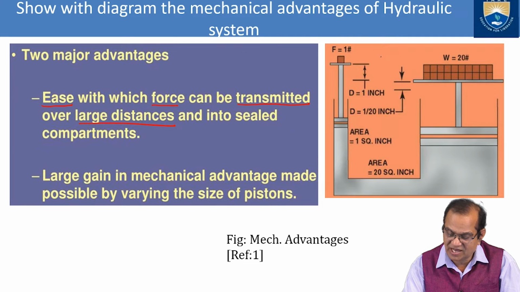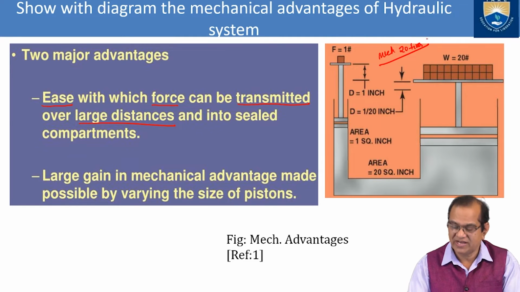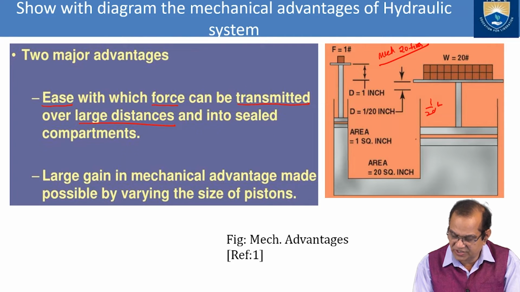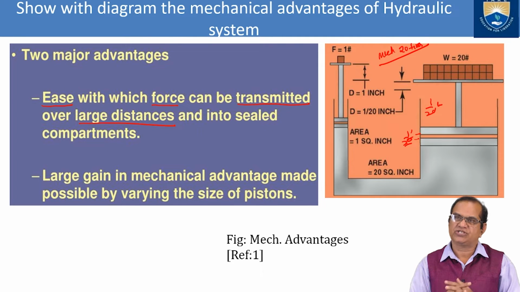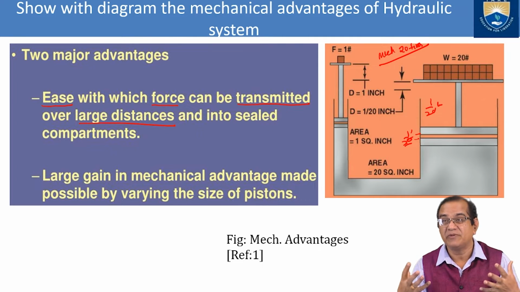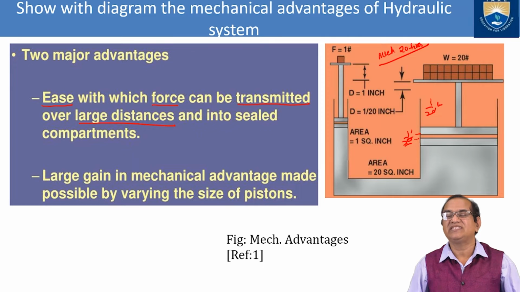So what is the advantage of mechanical advantage? You are going to get 20 times. However, the distance will be the reverse of that. Here this 20 inch piston moves only 1 by 20 inch. So with a small amount of force, we can get a better advantage.